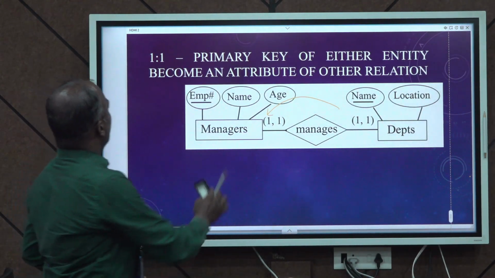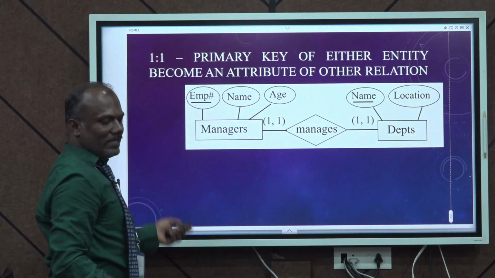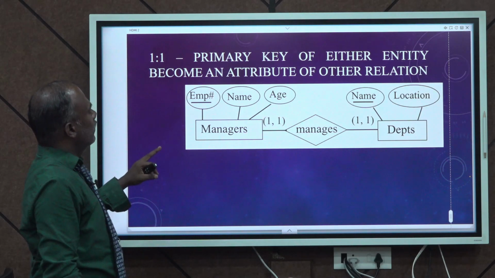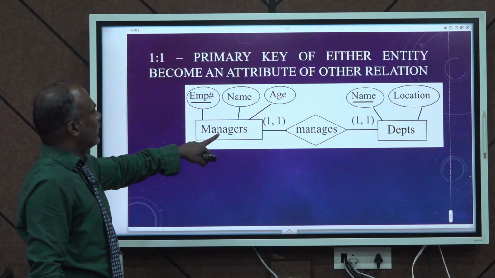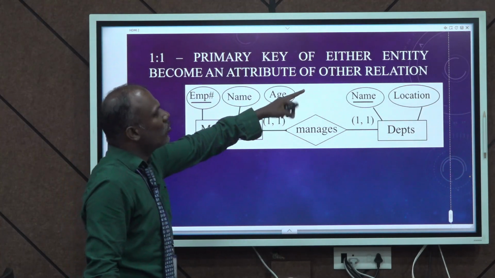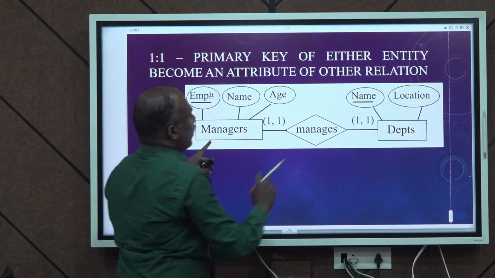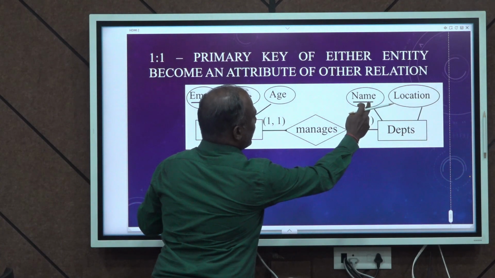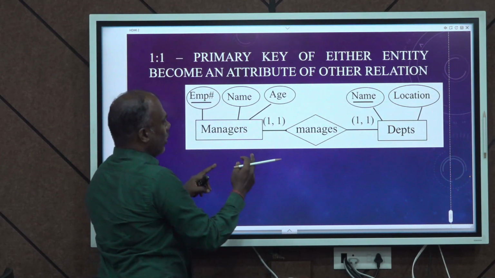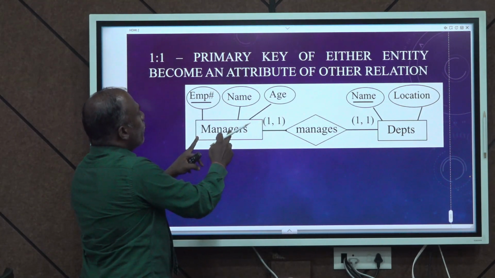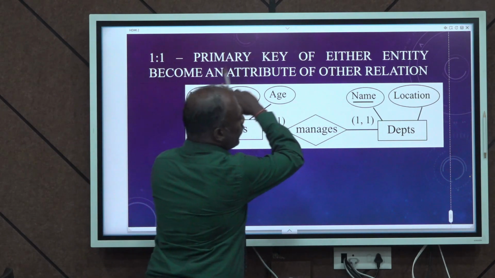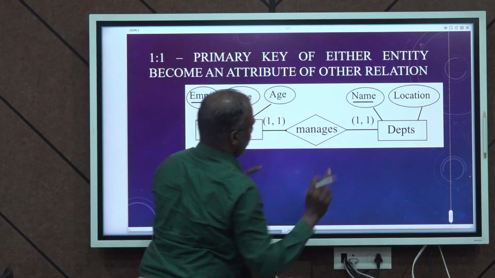The next one is one-to-one relation. So here managers manage department. When this condition occurs, the primary key of either entity becomes an attribute of the other relation. The primary key of the department entity should be an attribute of the manager table, or the primary key of the manager table will be an attribute of the department table.